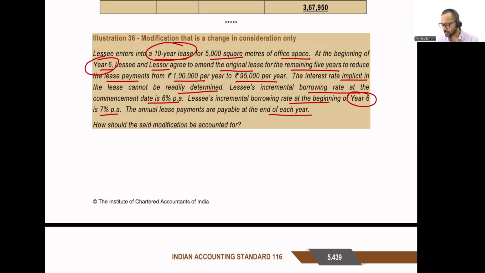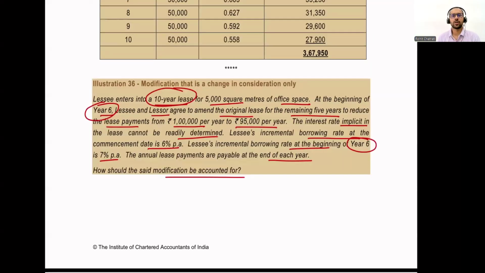The question is, how is the modification actually accounted for? Remember, this is a case of a modification where there is only a change in the consideration that we are paying, and there is no change in the scope of lease. There's only a change in the amount of consideration that is actually being paid. Let's start solving the question now.